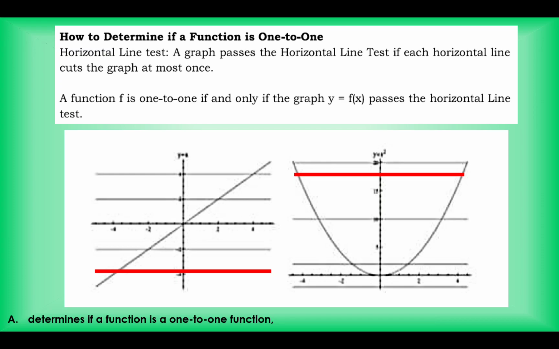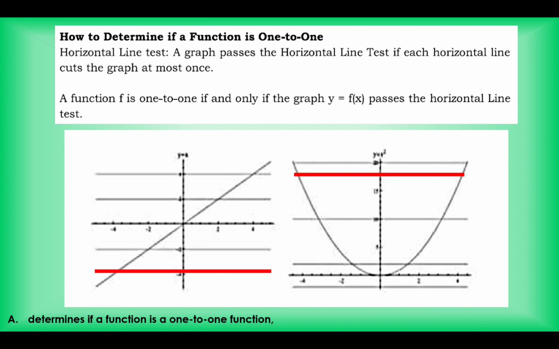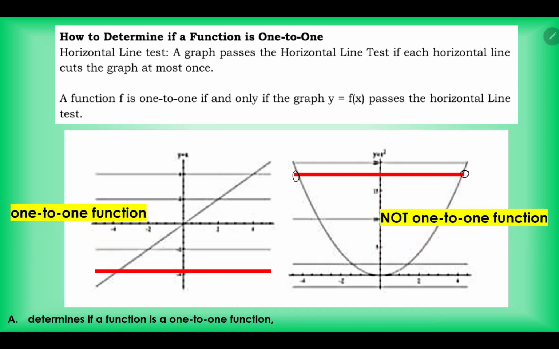Ayan. So, kung mapapansin ninyo, yung una nating graph, perfect na ang horizontal line natin ay nagpass lang sa graph only once. At yung pangalawang graph naman natin sa kanan, merong part na twice siyang dumadaan sa graph. Kung kaya, the graph on the left is called a one-to-one function and the graph on the right is not a one-to-one function. Napakadali lang yan kapag graph ang ating pag-uusapan.